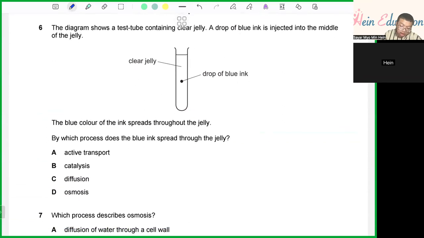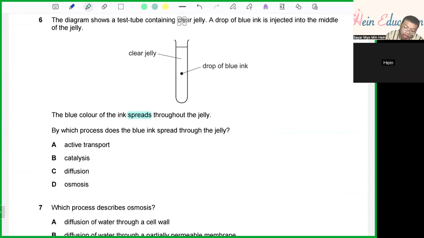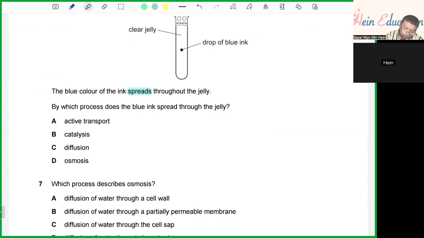And for number 6, they show a diagram of a test tube containing a clear jelly, and a drop of blue ink is injected in the middle, and then the blue color of the ink spreads throughout the jelly. This is very obvious, right? The ink is spreading out, so the question already gives you hints. Spreading out is the process of diffusion, so from the choices given, it should be C.